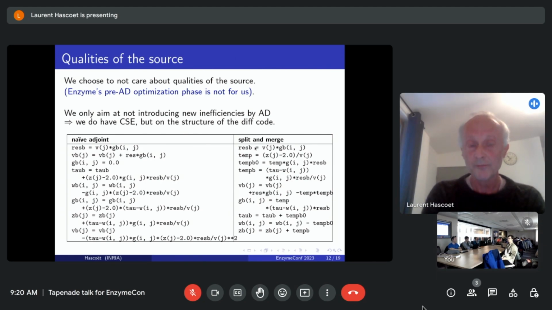So we have something like common subexpression elimination, but I would rather call it common subexpression avoidance. We don't want to introduce new common subexpressions through AD. And already it gives a little difference, you see. This is a naive adjoint when you don't have common subexpression avoidance, and this is the resulting code if you do. Again, I think it's interesting.